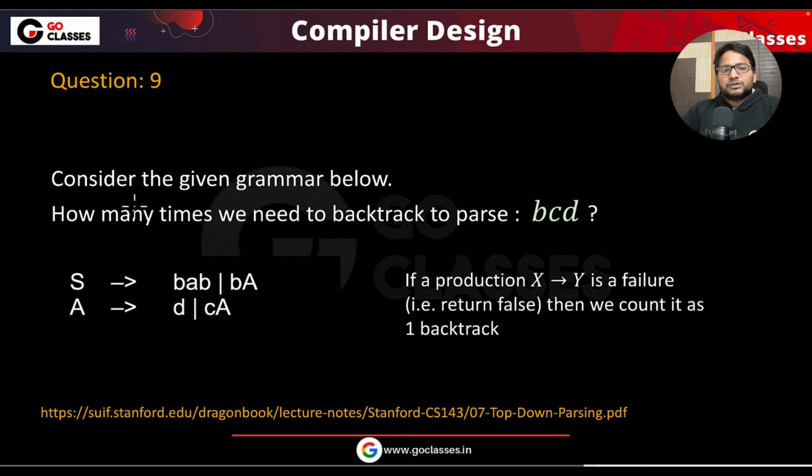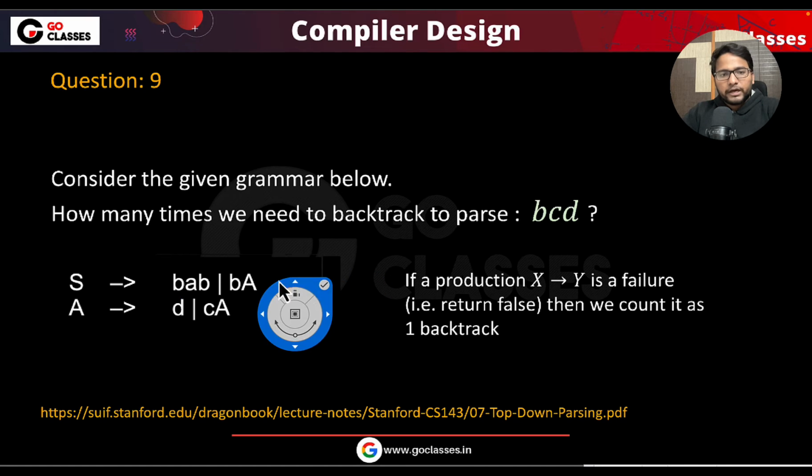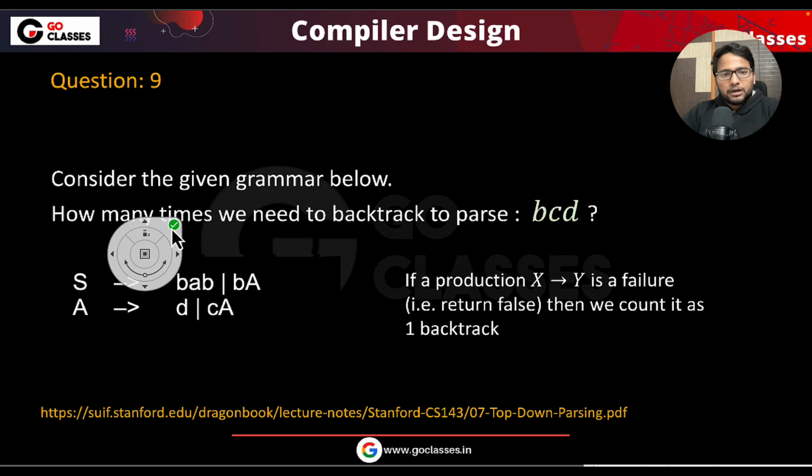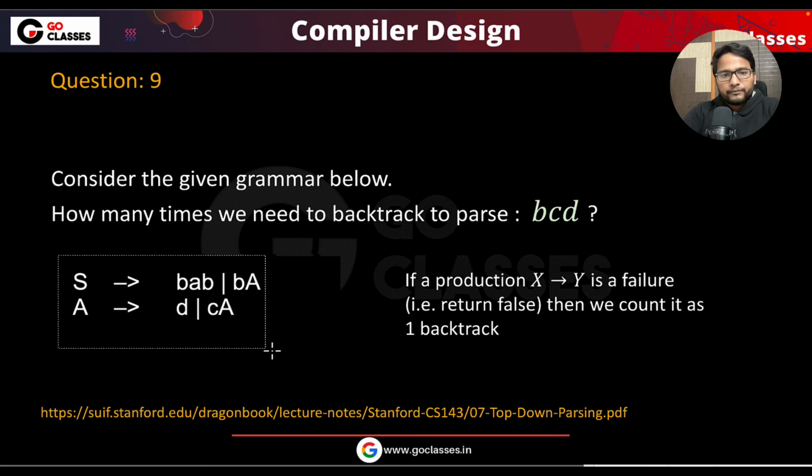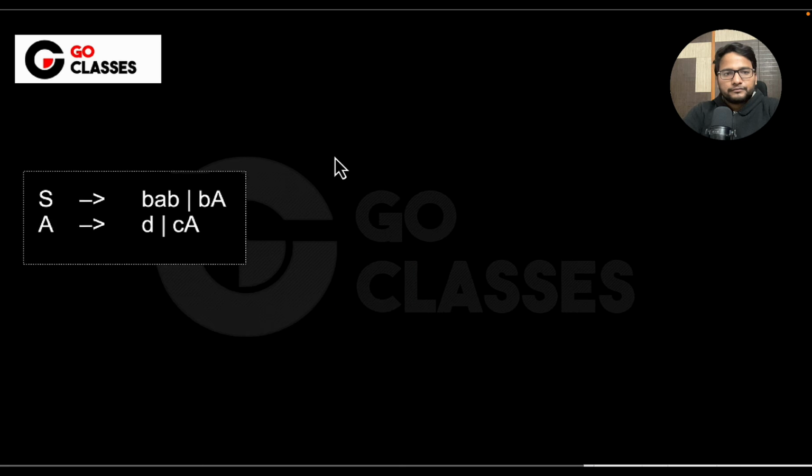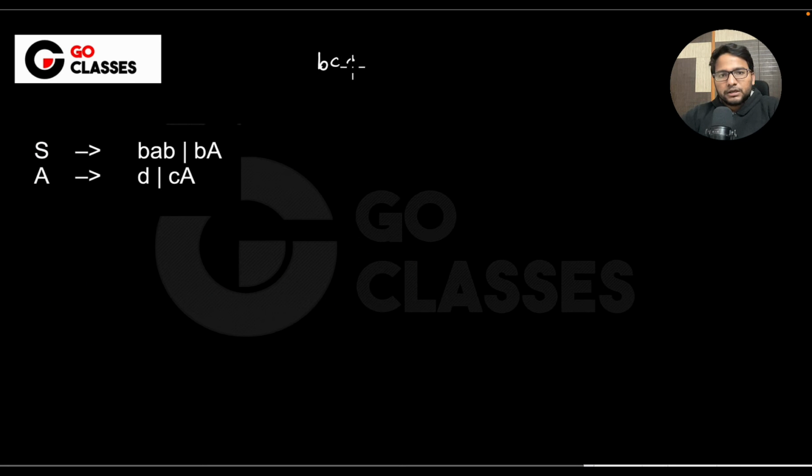Now let's see this question number 9. Consider the grammar given below. How many times we need to backtrack for this BCD? Let's see that for this small b, small c, small d, for this particular string, how many times we need to backtrack? Let me go to the next page. Let's try answering this. So B, C, and D.